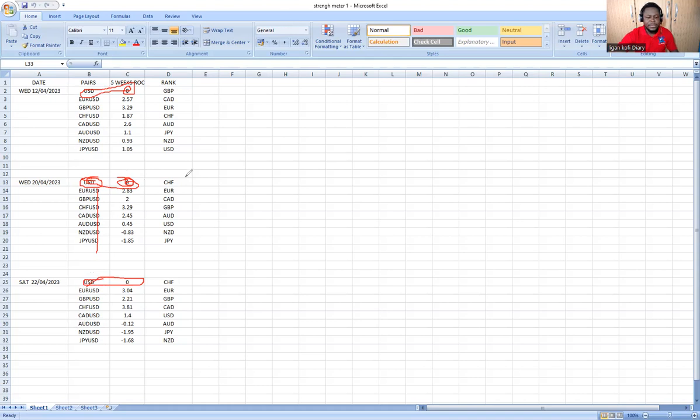Is that okay? So whichever currency you want to use among the 8 major currencies, that currency will always be 0. So USD is what I am using. USD is always pegged at 0. Now, Euro USD. How do you know the figure of Euro USD? The good thing is that we have a platform called TradingView that can help you know these figures.